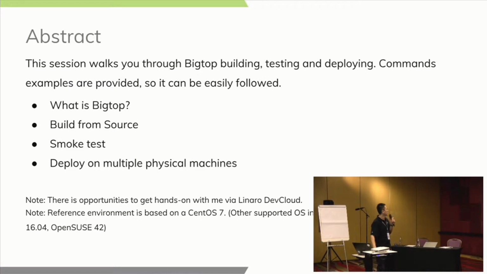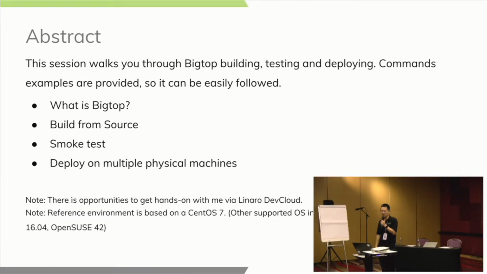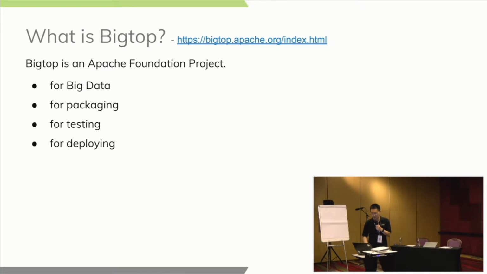So here's an abstract. Basically, I will give you a brief introduction about what Bigtop is, and then I will go through step by step how to build Bigtop from source code and how to do the smoke test, and then how to deploy on multiple node physical machines. The information from the Bigtop website is simple and clear, but in reality, when I tried to use it, I saw a lot of issues. So here I just record all the steps I have used.